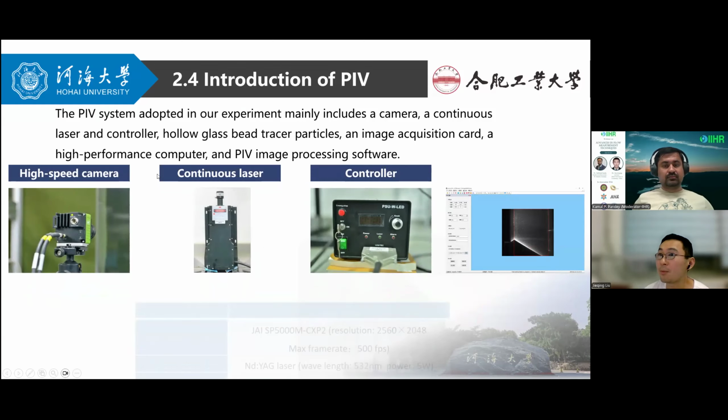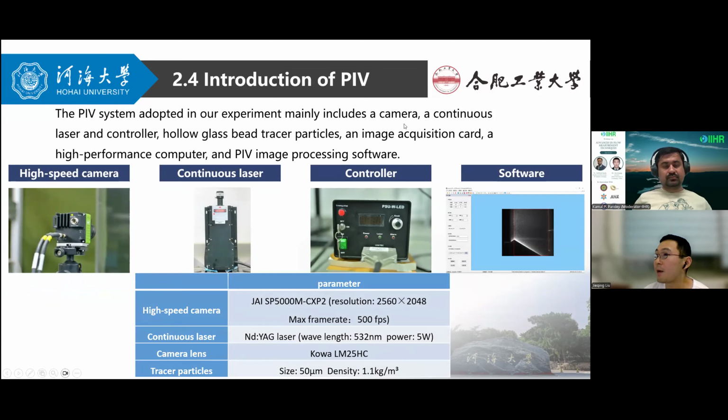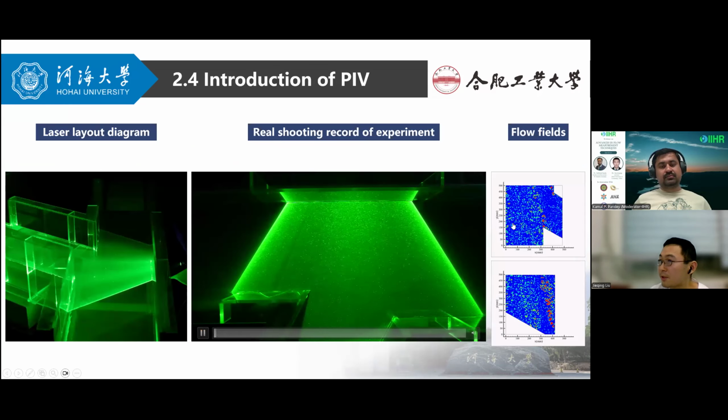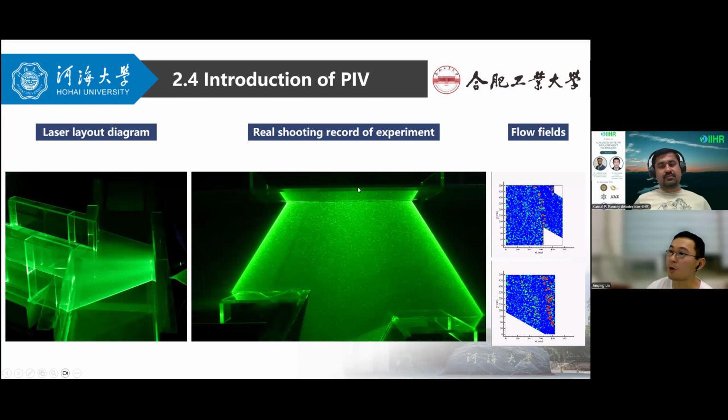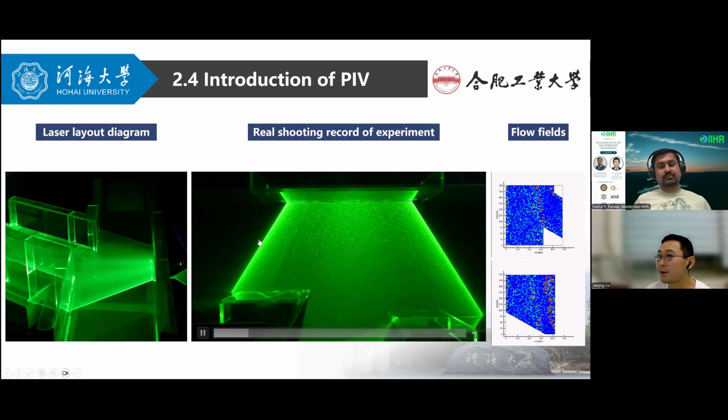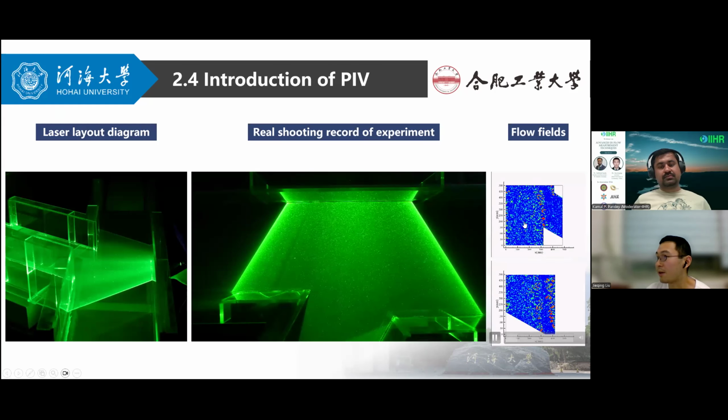The PIV system adopted in our experiment mainly includes a camera, a continuous laser, and a controller, a glass vessel with tracer particles, an image acquisition card, a high-performance computer, and PIV image processing software. The parameters of our PIV system are in this list. Then I will show some video from another experiment of mine. It is a confluence flow. We can see the flow field captured by the PIV.